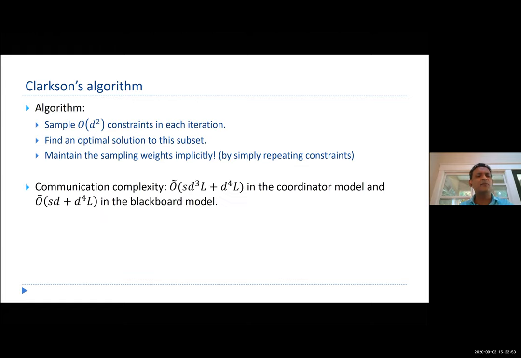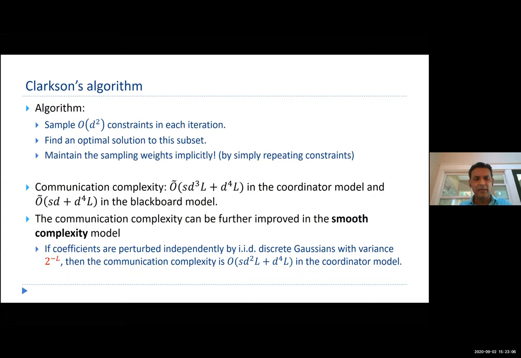And it's really well suited for distributed algorithms because the sampling is maintained implicitly and can be done with low communication. So this gives us s d cubed L plus d to the 4 L in the coordinator model. Perhaps an interesting thing here is that one can improve this by a factor of d if you smooth every coefficient. So the whole challenge here is not having to send the precise description of the solution at any point from one server to the other server.